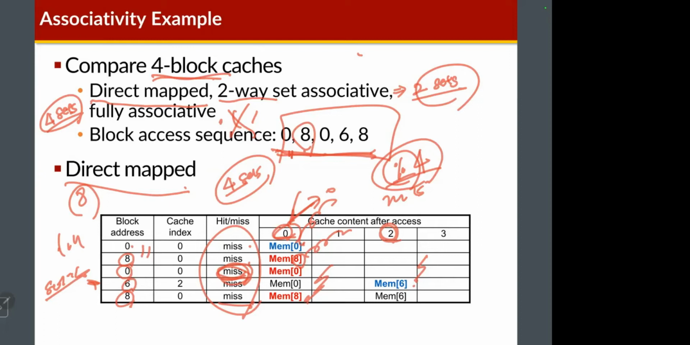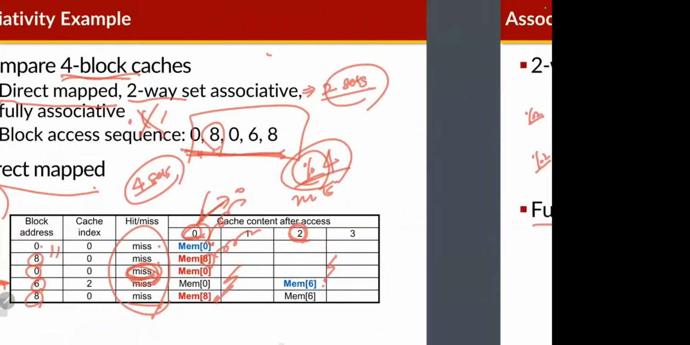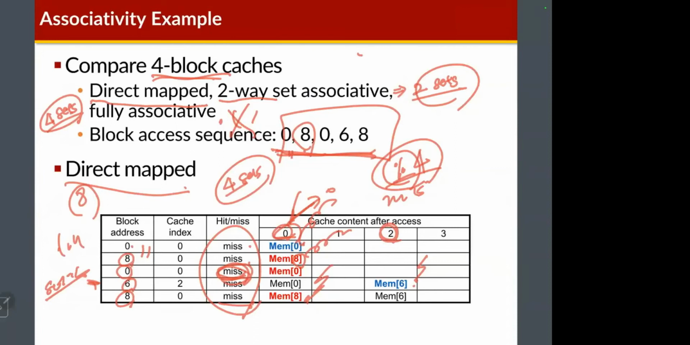With the direct mapped cache, only one block can be stored in a set. We can calculate the target index of the cache with the modular computation. And if we use the direct mapped cache, then these multiple block sequences will be mapped to the same index, the same set.